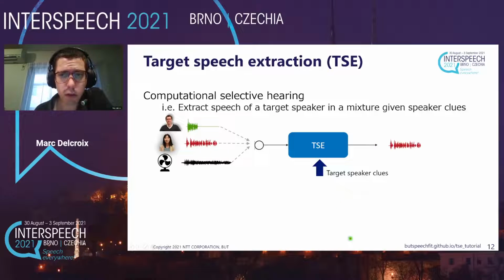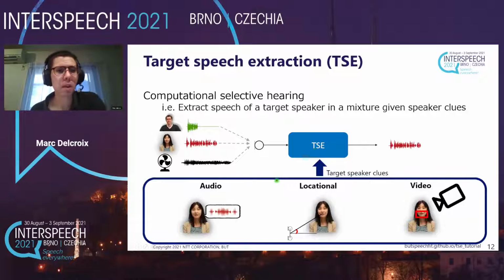There are various clues that can be used. For example, audio clues, that would be, for example, a pre-recorded enrollment of the target speaker voice. Locational clues, that may be the direction from where the target speaker is speaking. Or video, which may be a video recording of the target speaker speaking in the mixture. And we will present approaches using these clues in this tutorial.